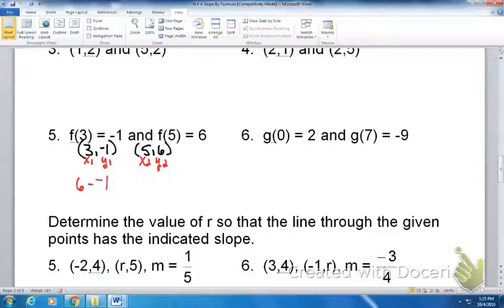6 minus negative 1, and 5 minus 3. 6 plus 1 is 7. 5 minus 3 is 2. I can't simplify it any further. Same thing on the next one.